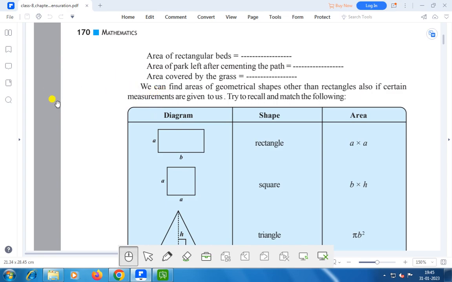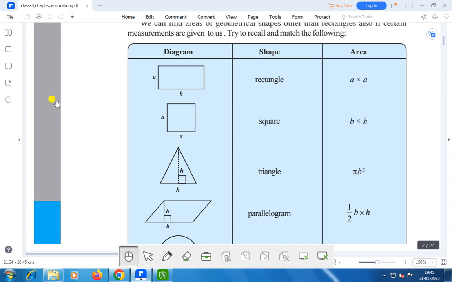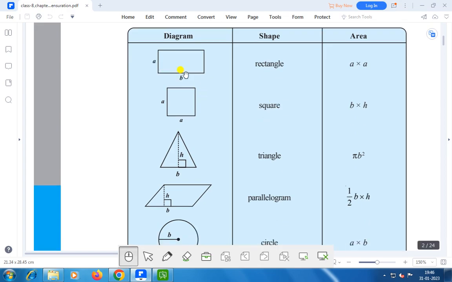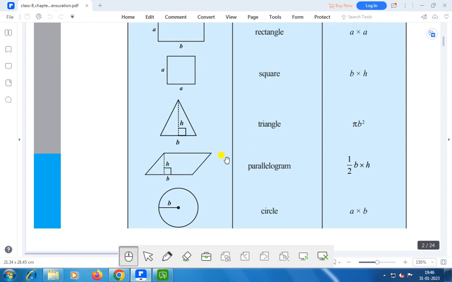You can find areas of geometrical shapes and other rectangles also if certain measurements are given to us. Try to recall and match the following. This is a diagram of a rectangle. The area of a rectangle is A into B. Area of a square is A into A, that is A square. Area of triangle is half base into height.